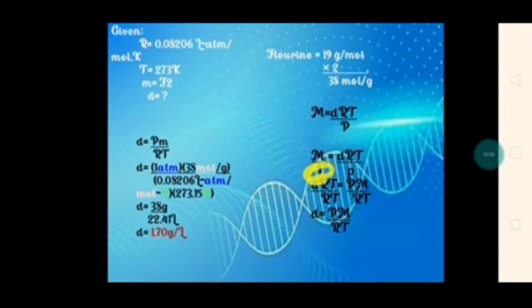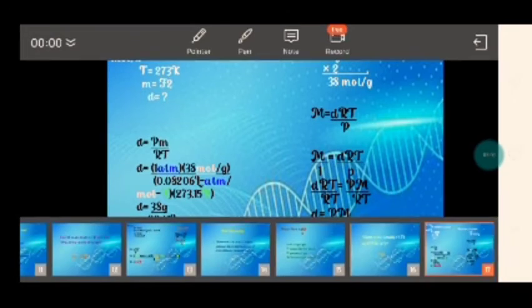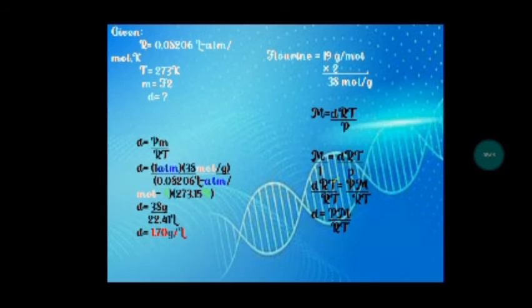Here they have 1, so we put here a 1. When we multiply 1 to dRT, dRT is equal to P multiplied by M, so it is PM. So divide both sides by RT to get the formula. Also here RT, so D is equal to PM over RT. So this is now our formula on getting the density.